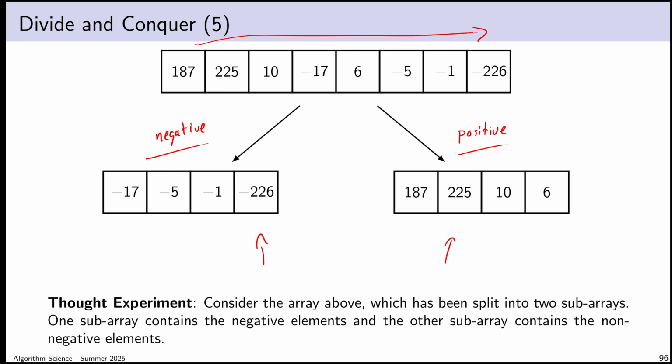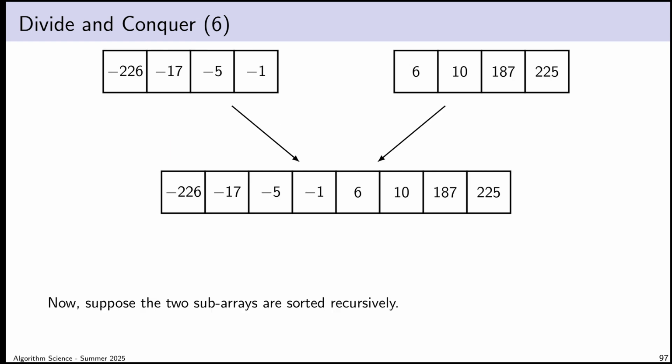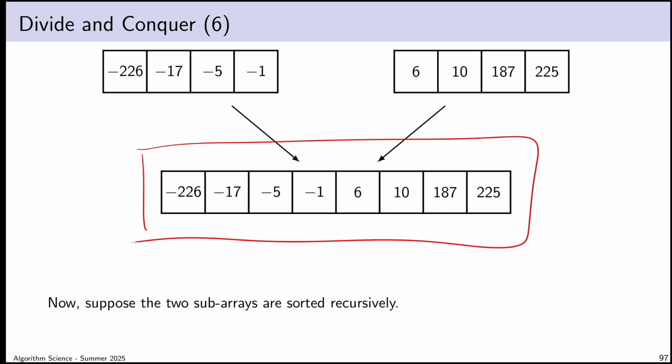Okay, but bear with me. Suppose that I do that. Suppose I break it up into two arrays where one of them is only the negative values and one of them is only the positive values. And now I recursively sort both of these two arrays. And I want to merge them back together. How can I do that merge? I mean, I could do it with my merge algorithm, but do I need my merge algorithm?